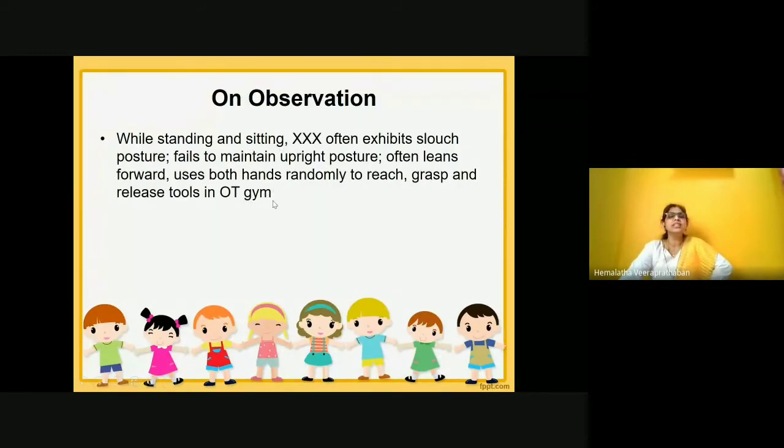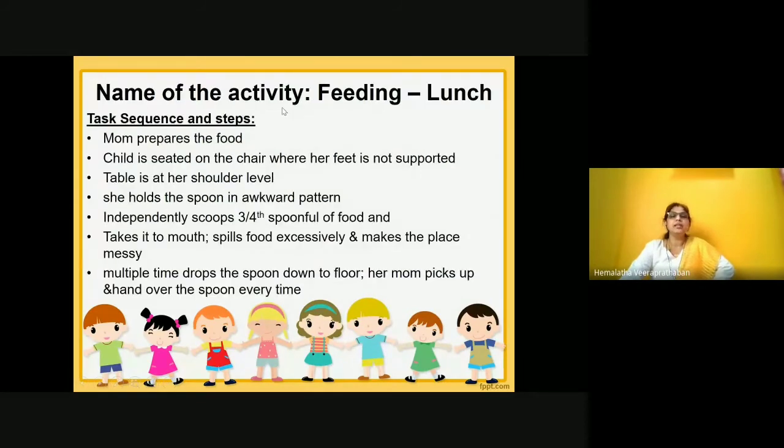On observation, his posture was poor. This is the sequence of steps in the task of feeding. Mom prepares the food. The child is seated in a regular chair where his feet are not supported. The table is at his shoulder level. He holds a spoon in an awkward pattern and independently scoops three-quarters of a spoonful of food.